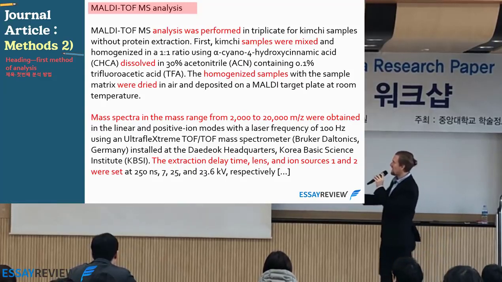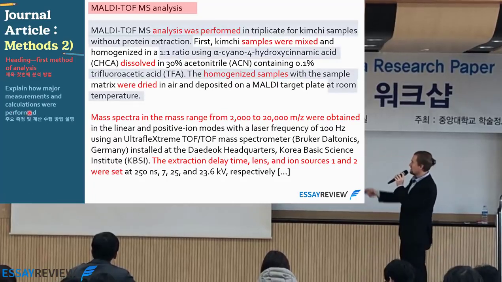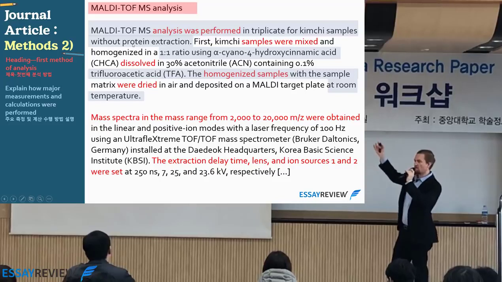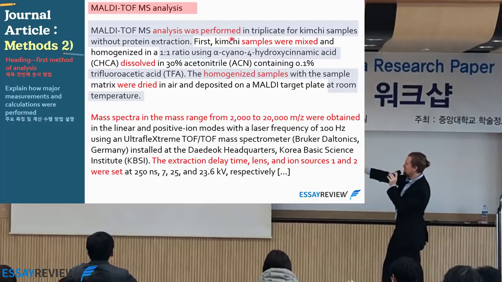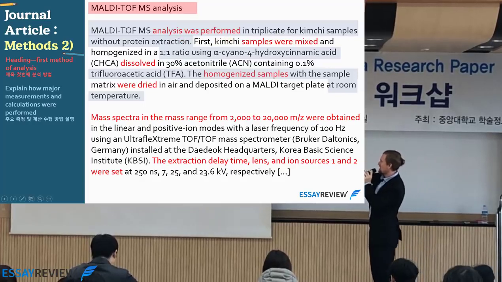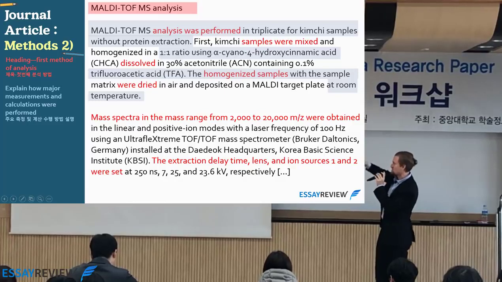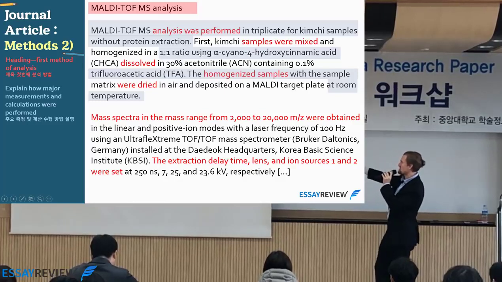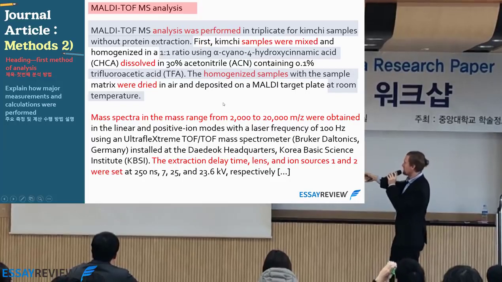So you start with how the major measurements and calculations were made. Start with the broad methods first. So MALDI TOF MS analysis was performed in triplicate for kimchi samples without protein extraction. And then this is how this was done, in order. First, kimchi samples were mixed and homogenized using a 1-to-1 ratio, etc.